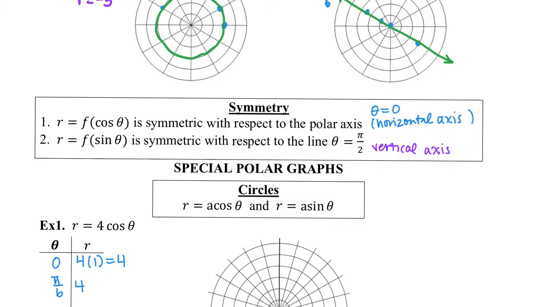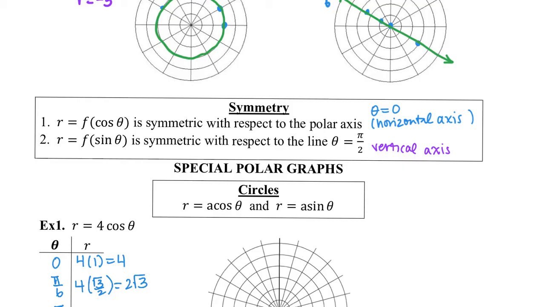Okay, 4 times the cosine of pi over 6. The cosine of pi over 6 is root 3 over 2, which simplifies to 2 root 3, which I don't really want to graph, so I'm going to see if I can do it without that point. Eventually, you'll just include points that are easier to graph because it's easier for you.